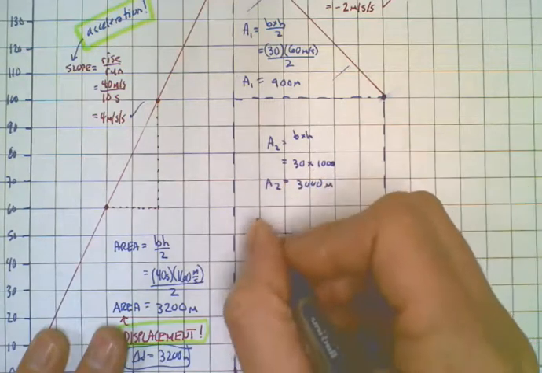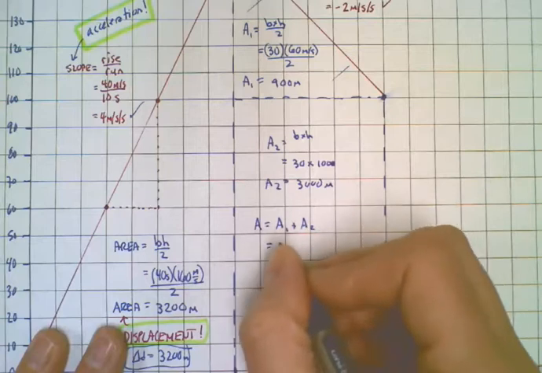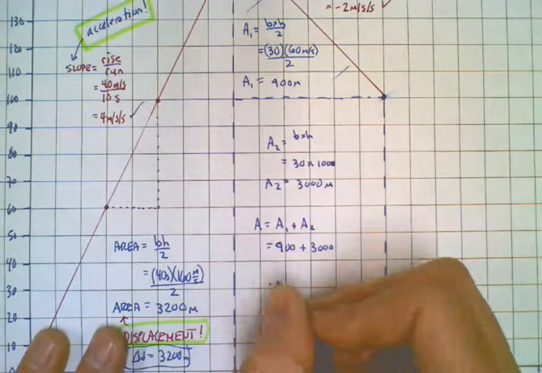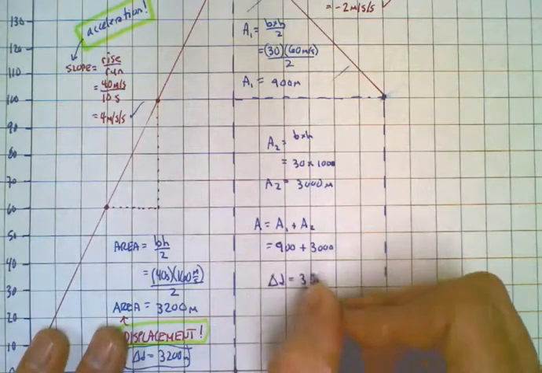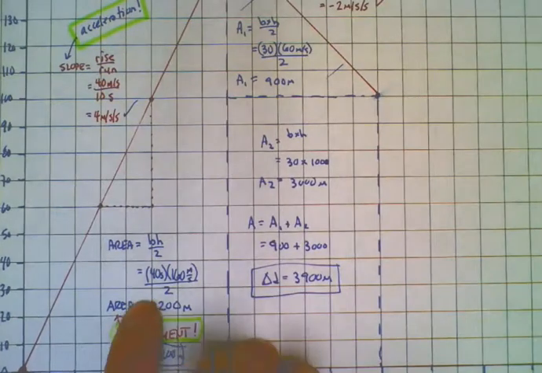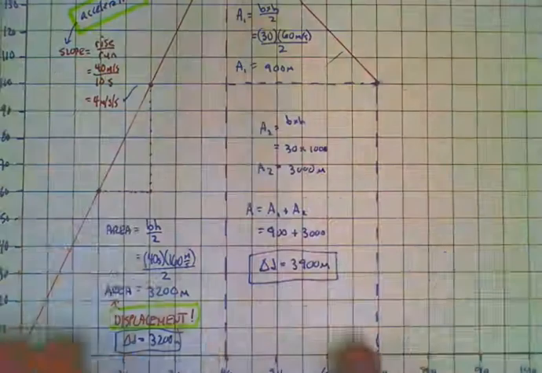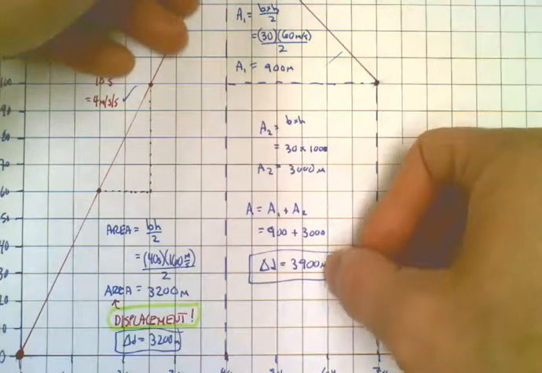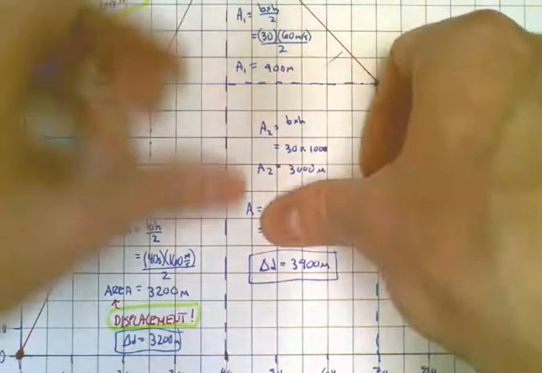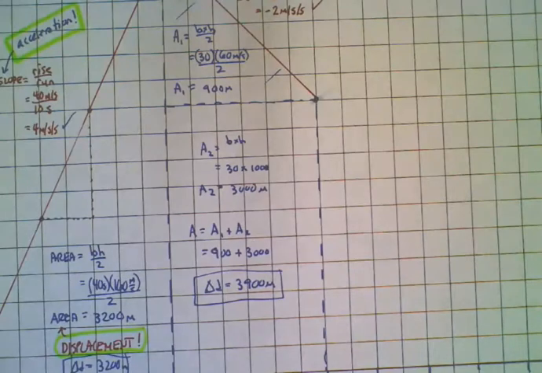So the total area is area 1 plus area 2, which is 900 plus 3,000. So therefore the displacement is 3,900 meters. And remember, that's because displacement is the area. So since we found the area, that's the displacement. So we know that during this part of the motion, this 30 seconds of time, he's traveled 3,900 meters. 900 of it comes during this deceleration, and then the other part from here.